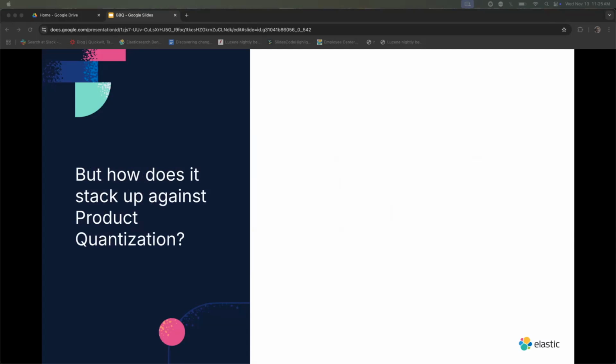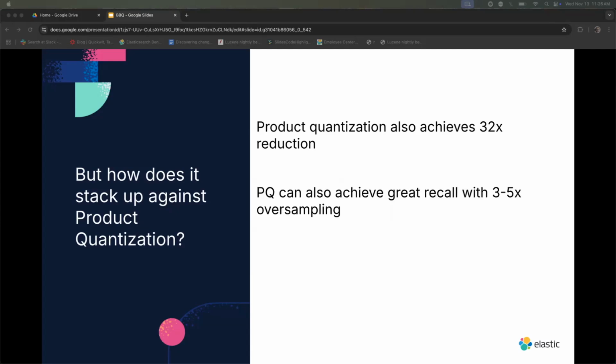Because product quantization is freaking slow. It is so slow to build an index, and the reason is because it has to build these clustering code books. Product quantization can achieve 32x reduction, and it can achieve higher levels of reduction if you really, really want it. And it can achieve great recall at 3 to 5x oversampling, like we were just talking about.